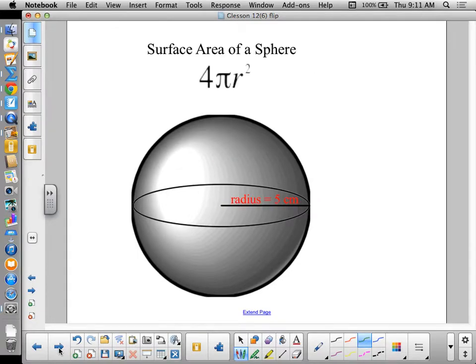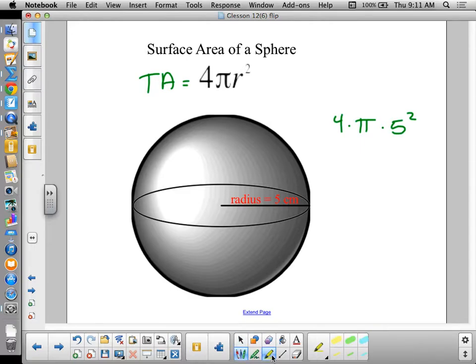For the surface area of a sphere, the formula is very simple. It's 4 pi r squared. That's it. The total surface area is 4 pi r squared. So if my radius is 5, all we do is put it into our formula, 4 times pi times radius of 5 squared. Now, order of operations does remind me that I have to do this first.